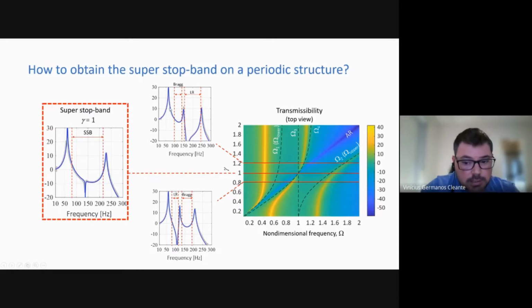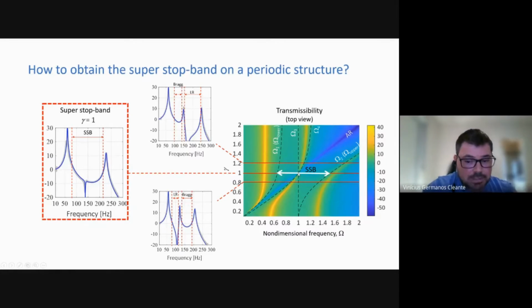However, to obtain the super stop band, we need to tune the vibration absorber so the anti-resonance coincides with the resonance frequency here in the middle, when gamma is equal to 1. Moreover, this super stop band only occurs because at this tuning condition, the two internal bounding frequencies, capital omega 3 and capital omega 4, occur at the same frequency, and this also coincides with the anti-resonance frequency.